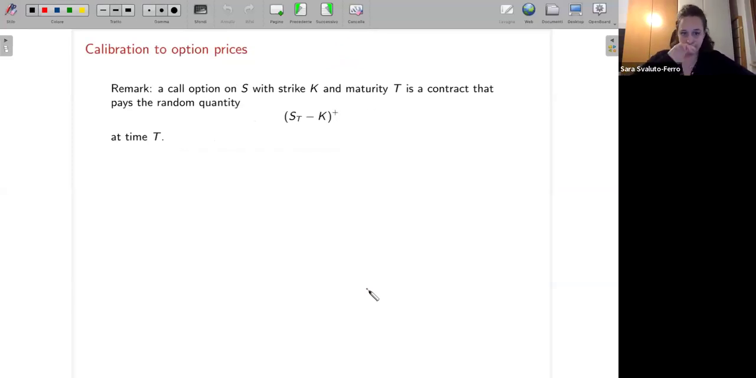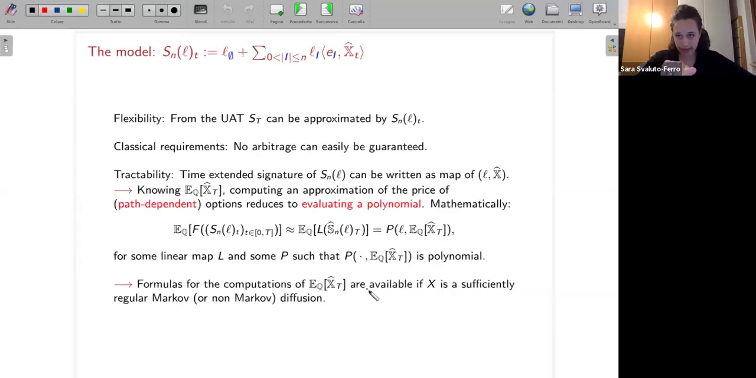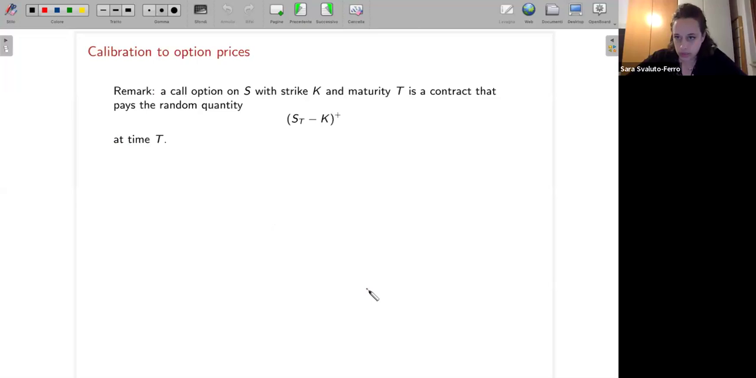Okay, now we wanted to choose the L. This is the last step, right? So we know that it should be flexible, we know that it should be free of arbitrage, but we need to understand if we can calibrate it quickly. To what did we decide to calibrate? To prices of call options.